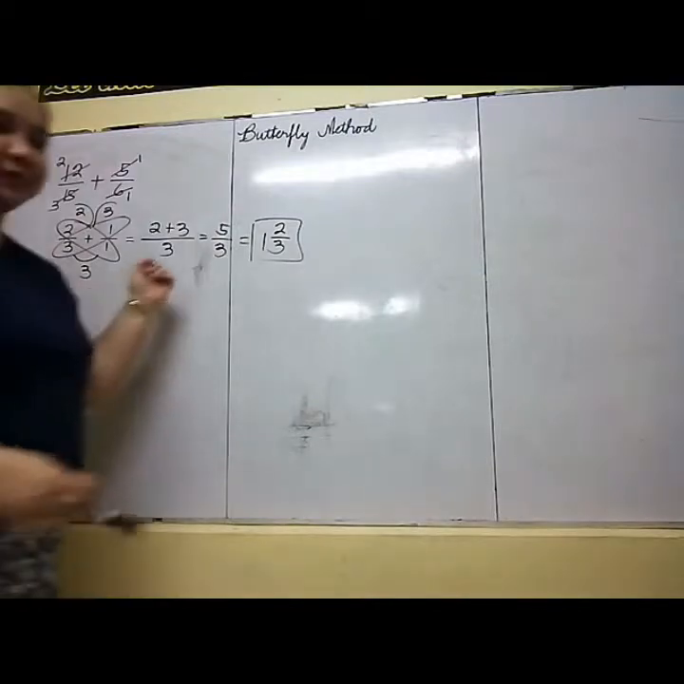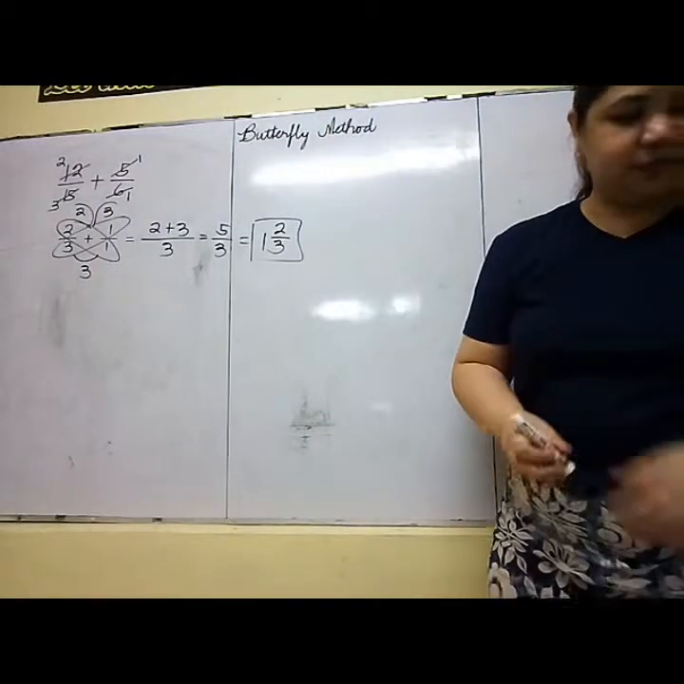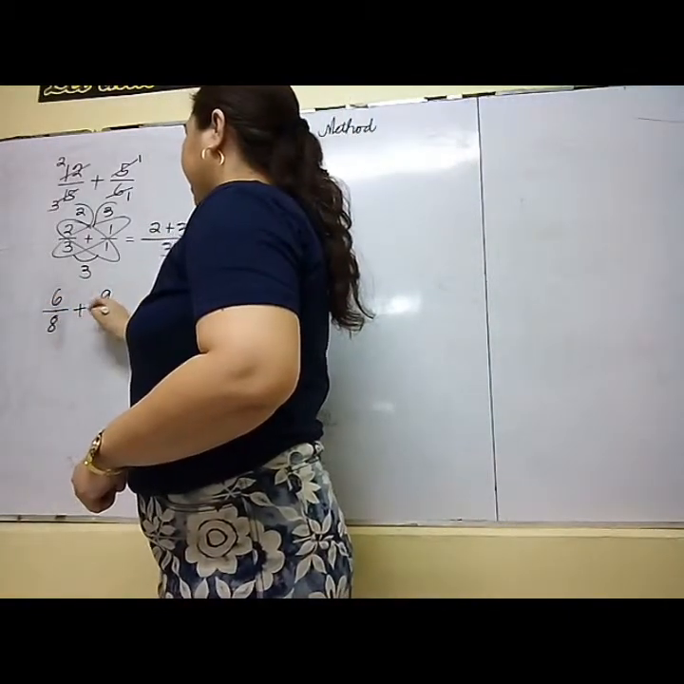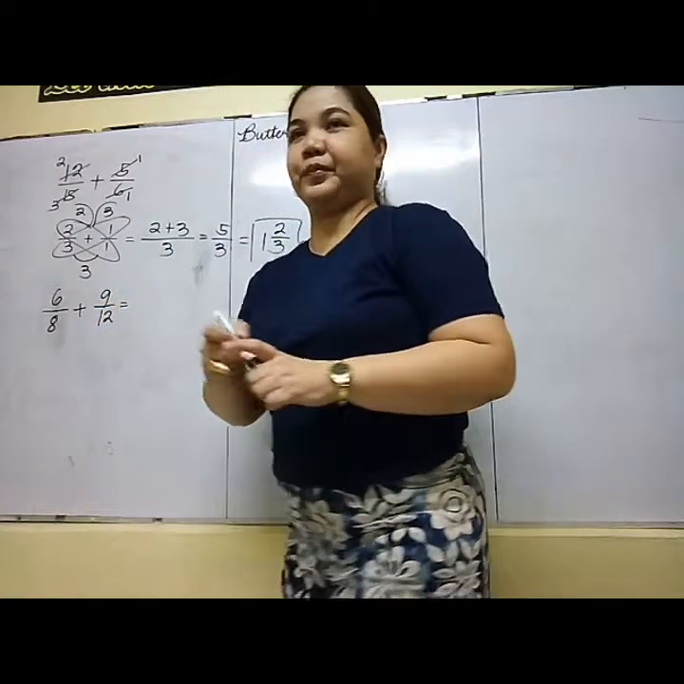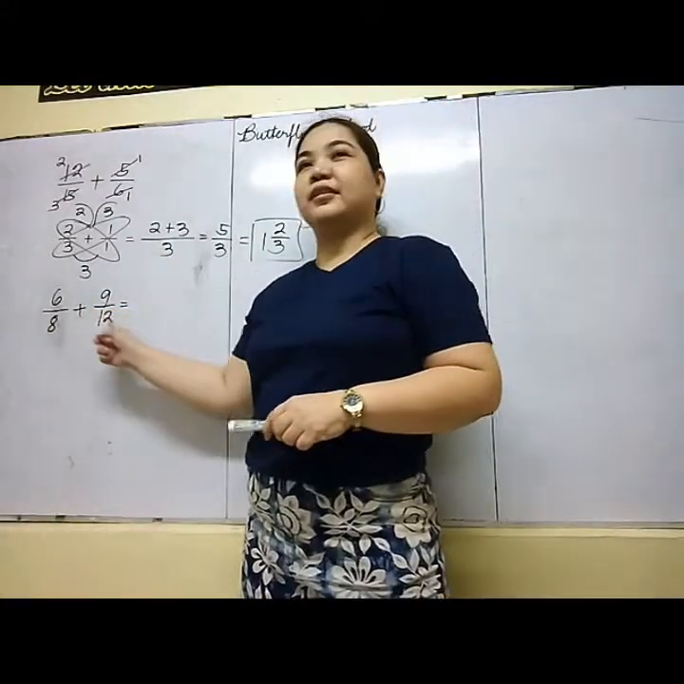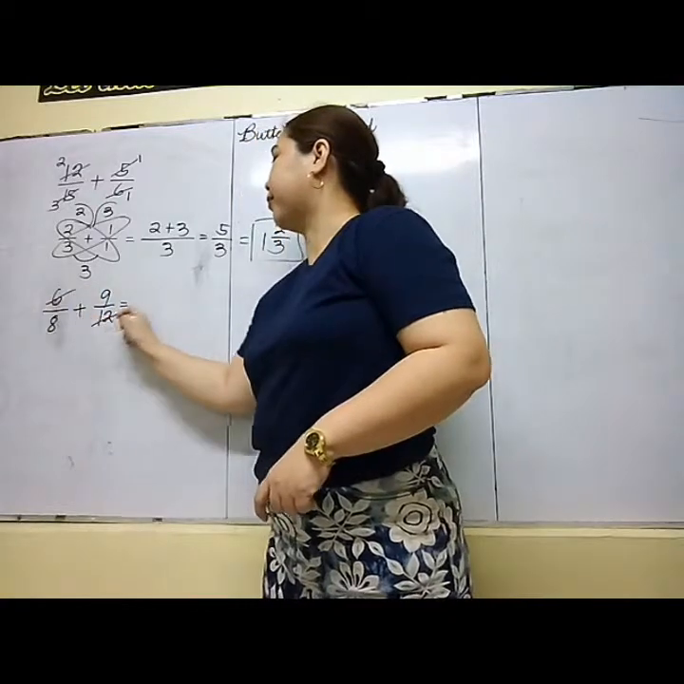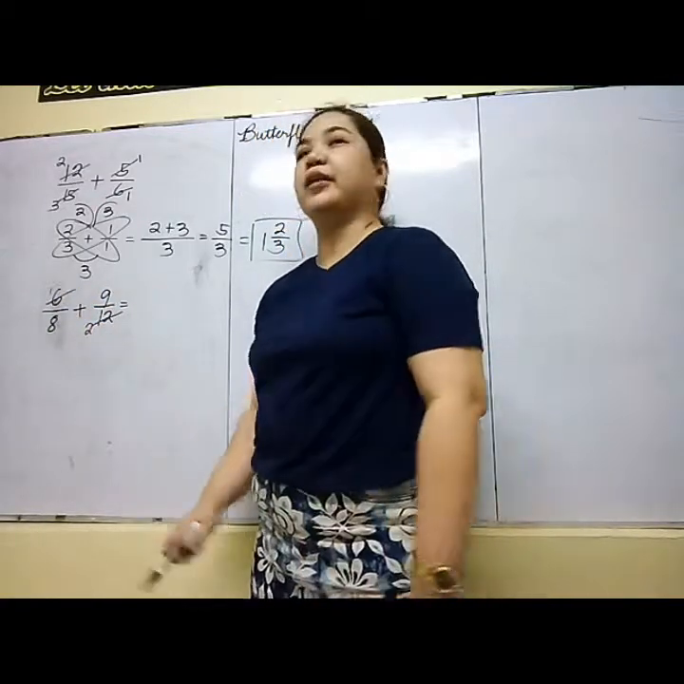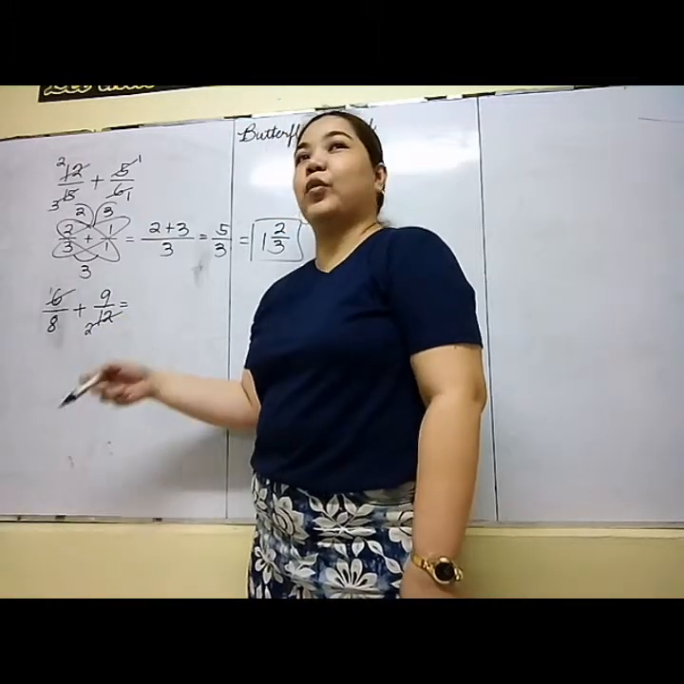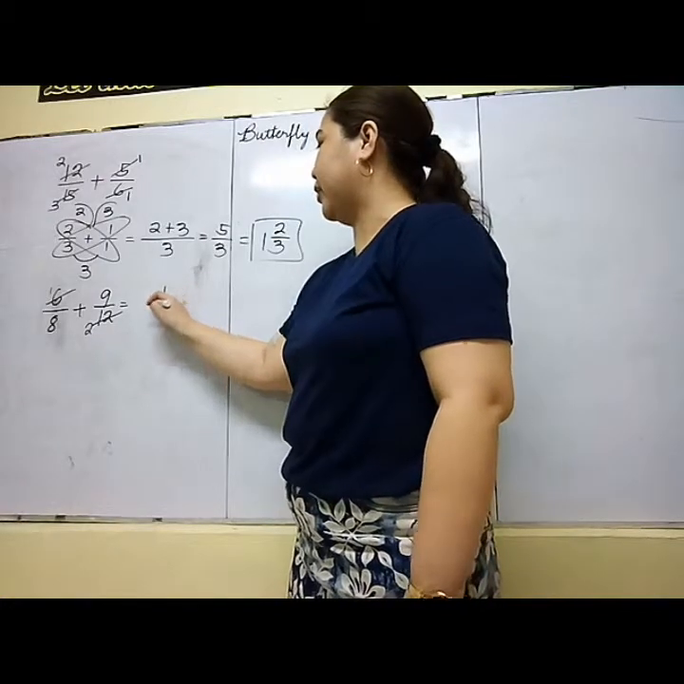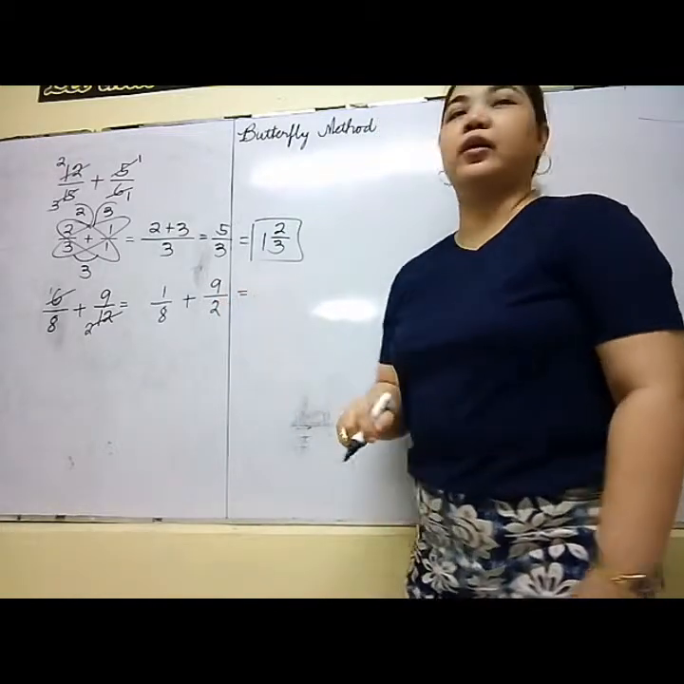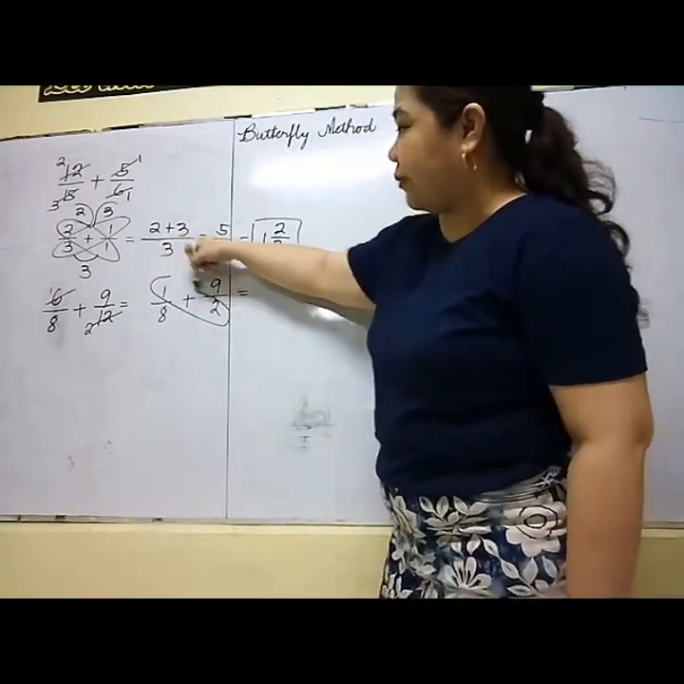Sige nga, isa pa. Over 8 plus 9 over 12. Try to reduce first. Ano unahin nyo? 6 and 12. So 1, ito ay 2. Meron pa ba tayo? Wala na. Okay, so let's just copy. 1 over 8 plus 9 over 2. Diba? Then use the butterfly method.